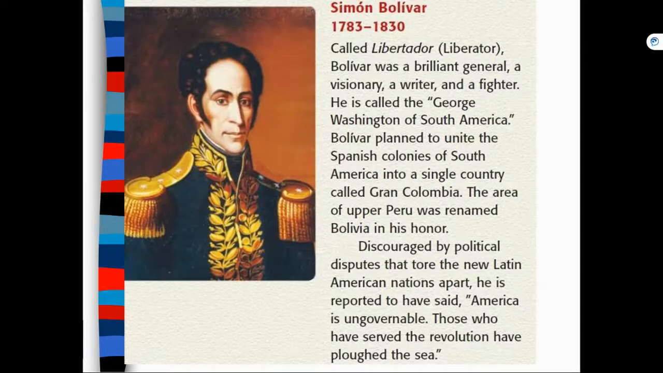Let's put a spotlight on Simón Bolivar, 1783 to 1830. Called the Liberator, Bolivar was a brilliant general, a visionary, a writer, and a fighter. He is called the George Washington of South America. Bolivar planned to unite the Spanish colonies of South America into a single country called Gran Colombia. The area of Upper Peru was named Bolivia in his honor. Discouraged by political disputes that tore the new Latin American nations apart, he is reported to have said, "America is ungovernable. Those who have served the revolution have plowed the sea."